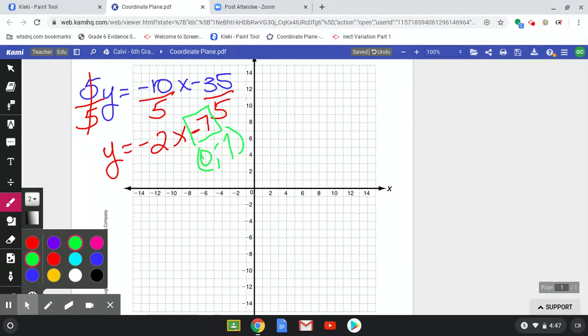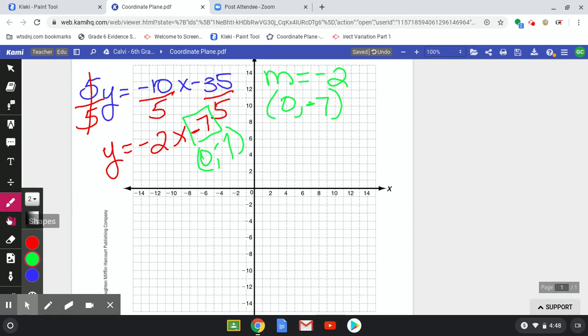All right. So I'm going to identify my slope. My m is negative 2. And the point that I'm going to start with, my y-intercept, is 0, negative 7. Okay. So I'm going to erase some of this just so I have some space. And let's see if that's enough space.